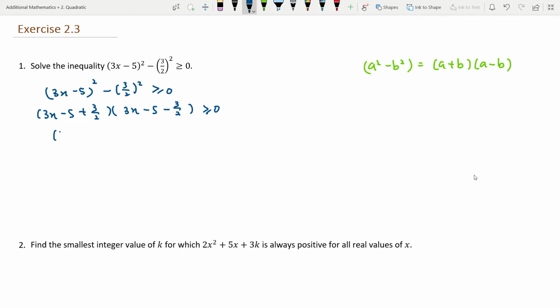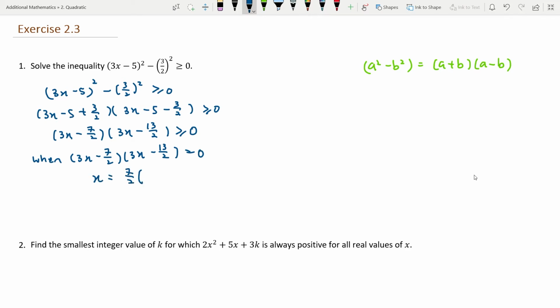Simplify it, we have (3x - 7/2)(3x - 13/2) ≥ 0. When (3x - 7/2)(3x - 13/2) is equal to 0, x is equal to 7/2 multiplied by 1/3, which is 7/6. And also, x is equal to 13/2 multiplied by 1/3. That will give us 13/6.